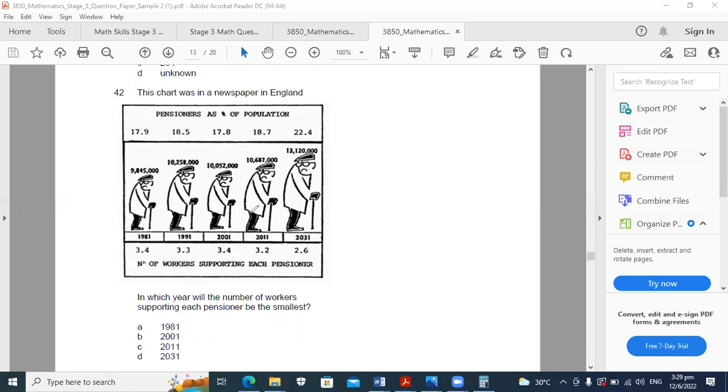All right, so this thing is giving us a lot of information. So we have here the year, 1981, 1991. It goes up by every 10 years. Every decade. All right, and it's talking about pension something.